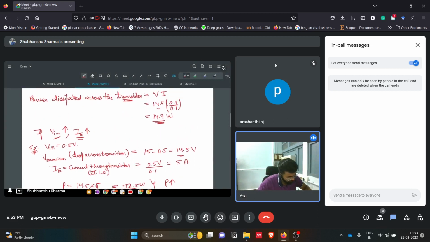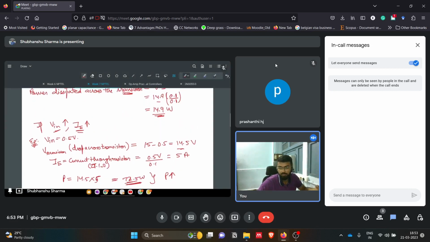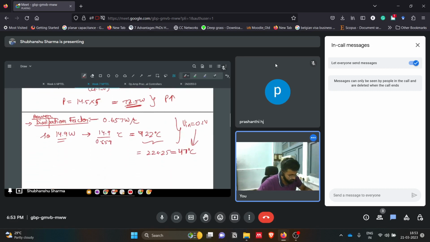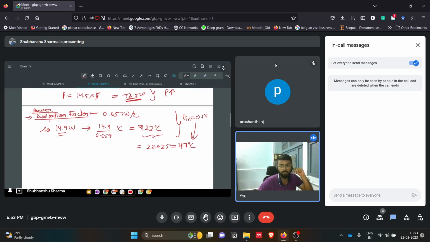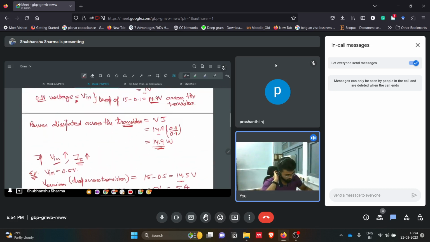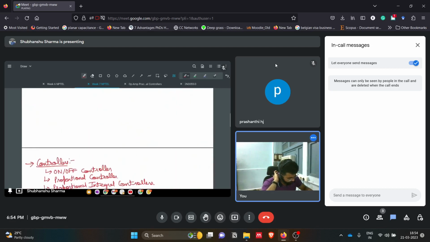Similarly, we can increase the input voltage, and based on that, the emitter current will increase, and thus we can increase the power dissipation through the transistor. Using the dissipation factor which is given in the data sheet of this transistor, that was 0.657 watt per degree Celsius, we were able to see that the temperature was increasing across the transistor. Based on the power dissipation, we can increase the temperature of this transistor. Thus we realized a heating plant circuit using that transistor.